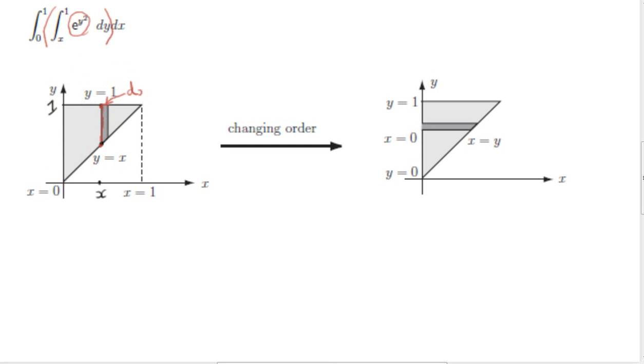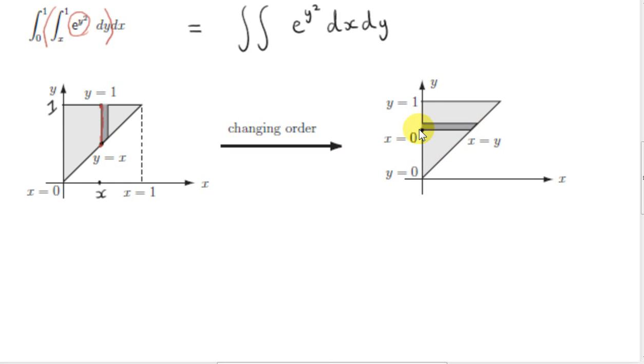Alright, so we can't do this algebraically. However, we can calculate this double integral by considering slices in the horizontal direction instead. So remember, we're getting the volume between this triangular region and the surface e to the power of y squared. It doesn't matter whether we consider vertical slices or horizontal slices when calculating that volume, the result will be the same.